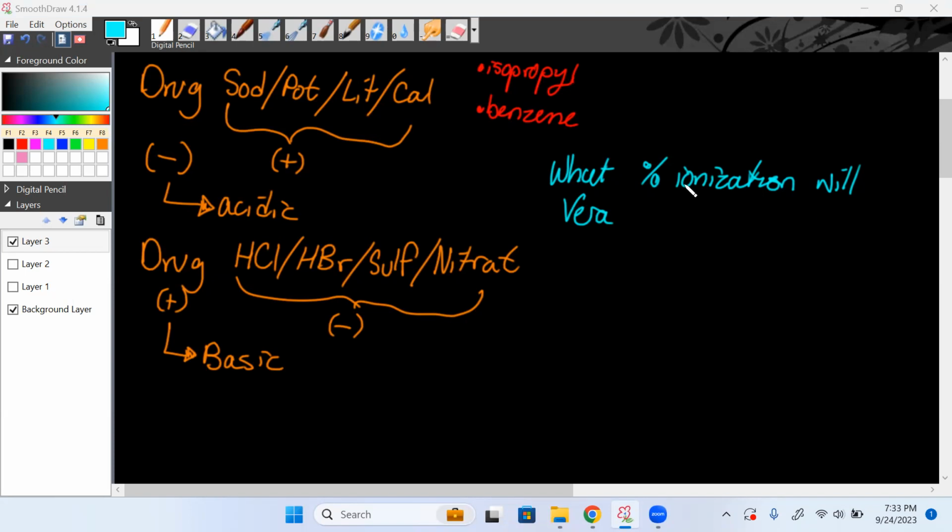What percent ionization will verapamil be at? pKa 8.73 at a pH of 6.2.